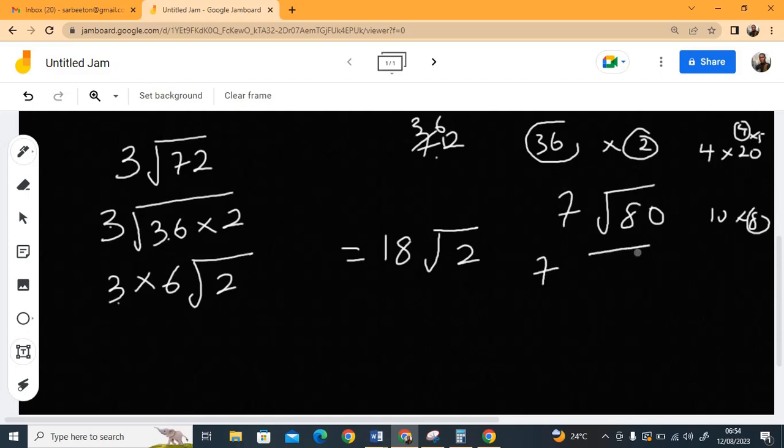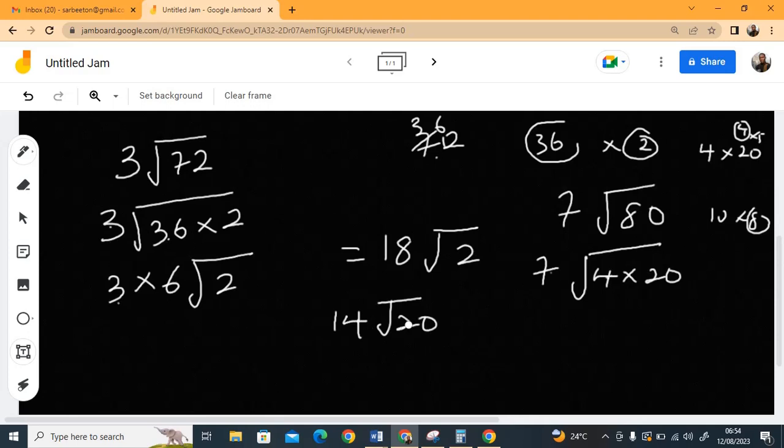So you have, let's say, 4 times 20. The square root of 4 is 2. I told you I'm going to multiply the number at the back, so that will be 2 times 7, that is 14 root 20.